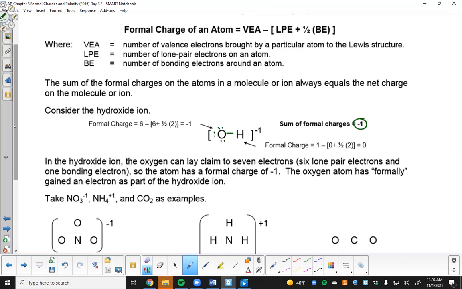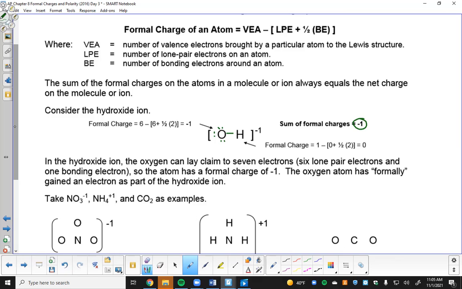So what you see here is how they calculated it. Oxygen brings in, from the periodic table, 6 valence electrons. We subtract the lone pair electrons plus half of the bonding pair of electrons, so half of the 2 electrons that are being bonded. And we find out that there's a formal charge of -1 on the oxygen. We do the same thing for the hydrogen. It brings in 1 electron. There are no lone pairs. Half of the bonding pair gives us a charge of 0.